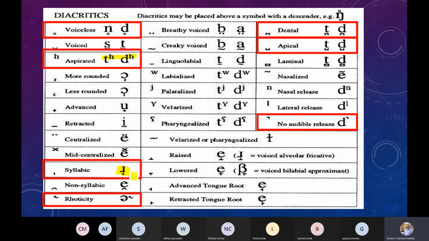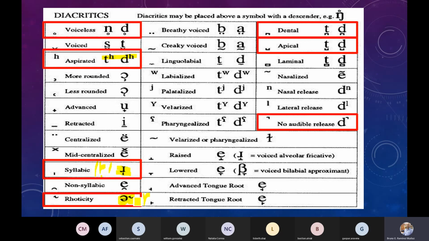syllabic consonants, by placing this small diacritic symbol below the l or the n. It doesn't matter if you use the symbol the other way around and you place this symbol at the bottom. Rhoticity, particularly after a schwa, you don't need to use a symbol like an r, but you can just add this small tail here.